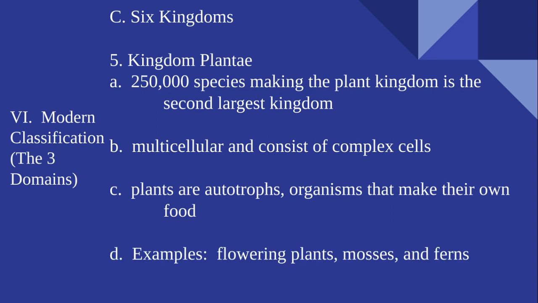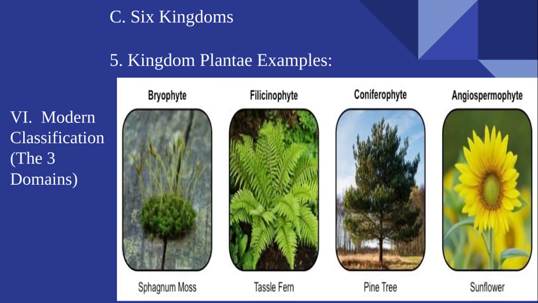Some examples of kingdom Plantae that you may find are flowering plants, roses, dandelions. You may also find daffodils, anything that you can think of. Mosses and ferns are also examples. Sunflowers are a good one. Pine trees. You may have a tassel fern in your front yard or in your landscaping, and you may also have sphagnum moss.